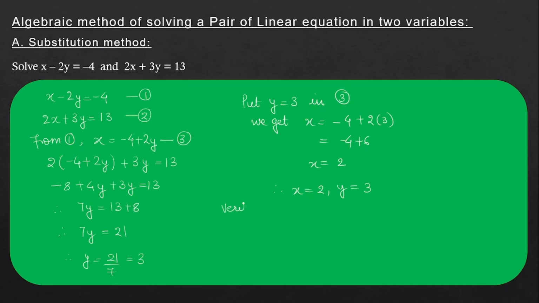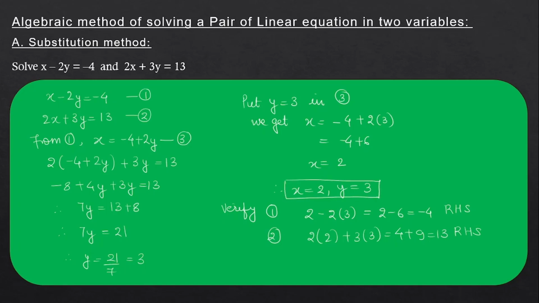So if I want to verify in the first equation, 2 minus 2 times 3. What am I getting? 2 minus 6, which is minus 4, which is equal to the right hand side. In the second equation also, if I verify, 2 times 2 plus 3 times 3 is equal to 4 plus 9, which is 13, which is my right hand side. Therefore, x is equal to 2 and y is equal to 3 is the solution for the given pair of equations. And this method is your substitution method.